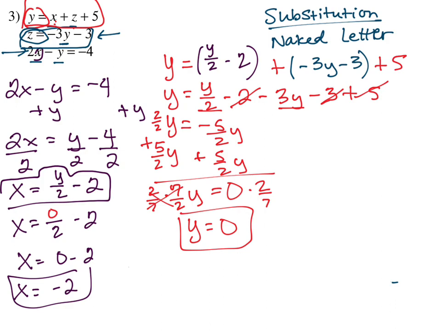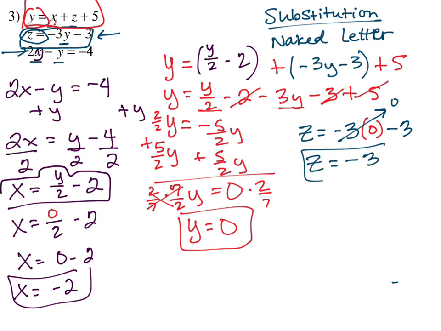And then what's the last thing we're going to do? Find z. So we're going to plug into that second equation that says z is equal to negative 3 times 0 minus 3. So that part goes to 0. What is 0 minus 3? And so now we've come up with the solution here. It's not called an ordered pair.